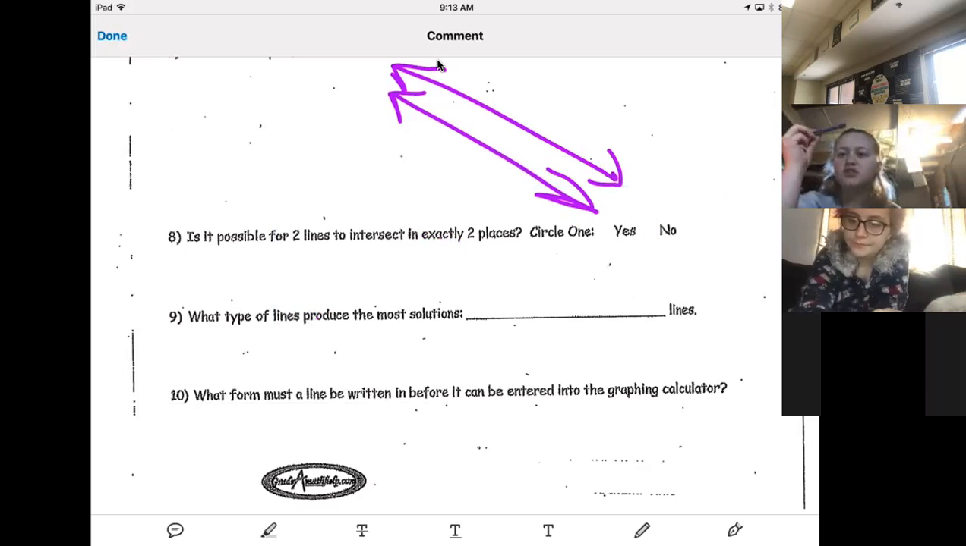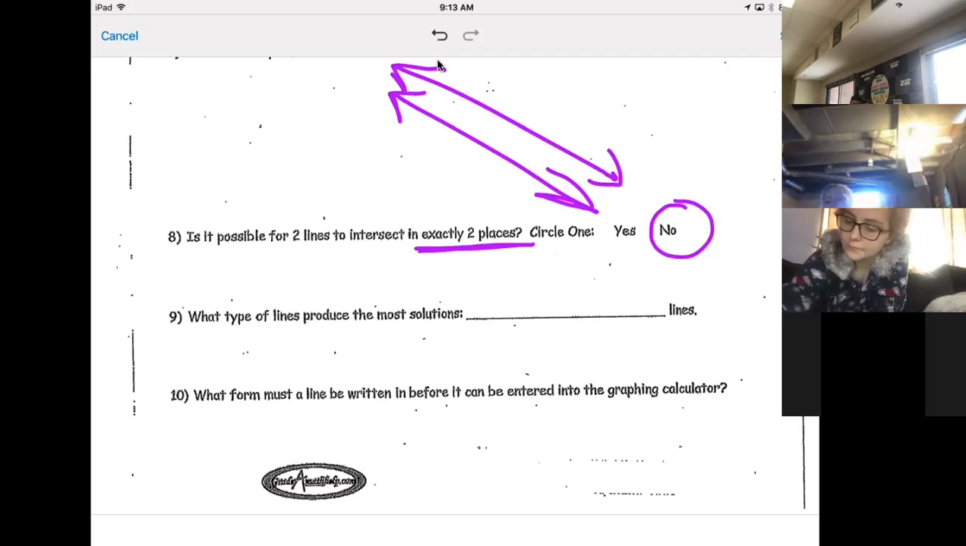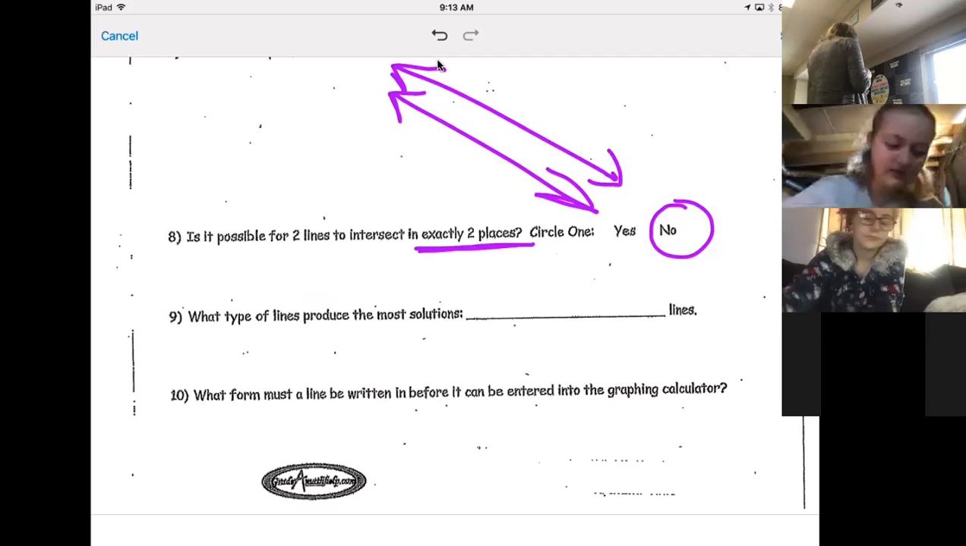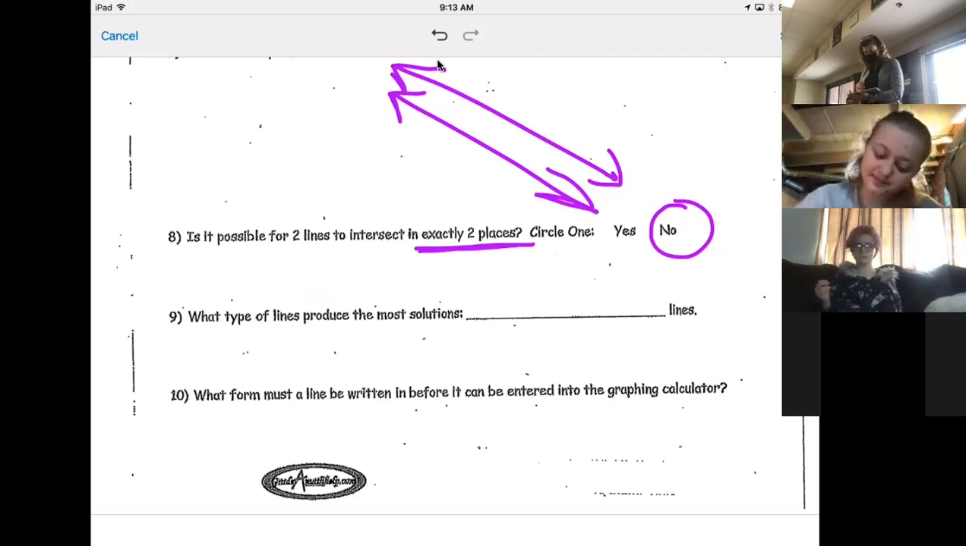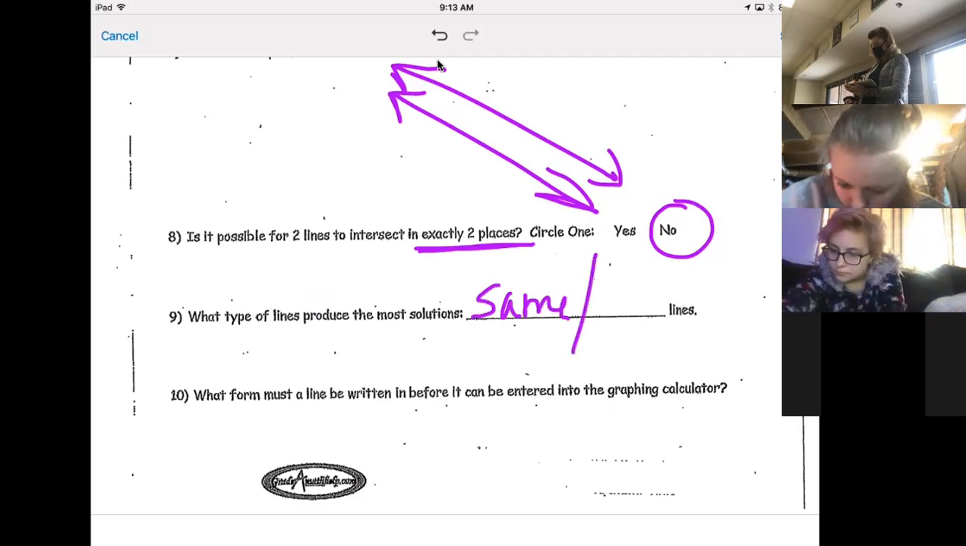Does it mean just 2 places, or does it mean like could it? It says exactly 2 places. Oh, okay, never mind. Exactly was the key word there. What type of lines produce the most solutions? Same lines or identical.